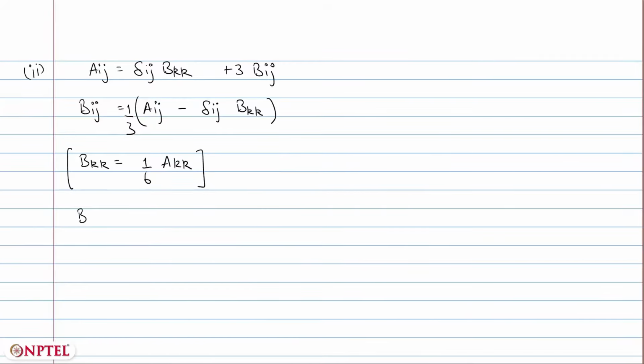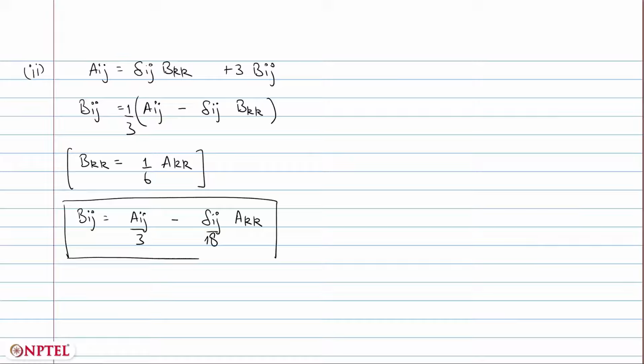So therefore Bij becomes Aij upon 3 minus delta ij upon 3, and there's a Bkk which is 1/6 of Akk, so that becomes 1/18 of delta ij times Akk. So therefore we have expressed Bij in terms of Aij and Akk. So that completes the solution.